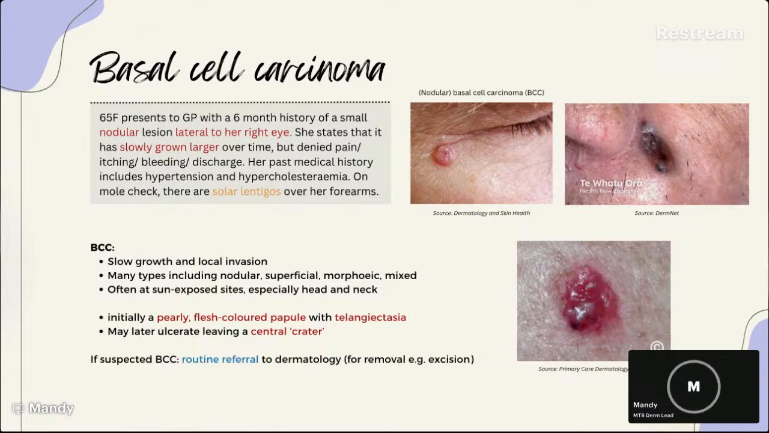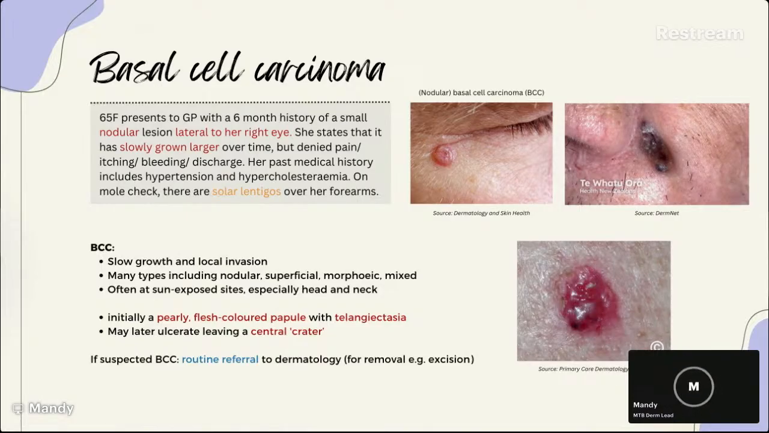And then the relevance of the solar lentigos that you see on mole check would be suggestive of possible increased sun exposure, possibly throughout her lifetime. And of course, when we have BCCs, whilst we have many different types of BCCs, they're often found at sun exposed sites, especially the head and the neck, in this particular patient on her face.